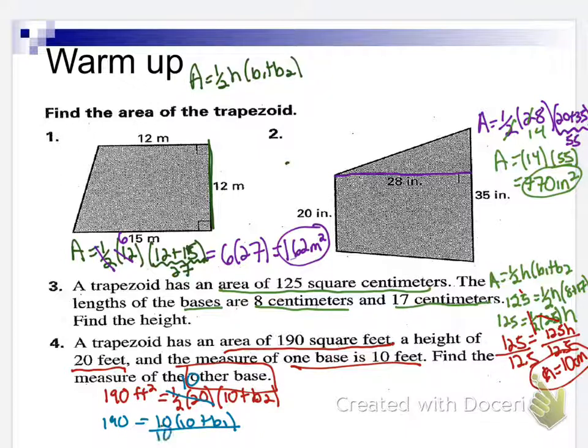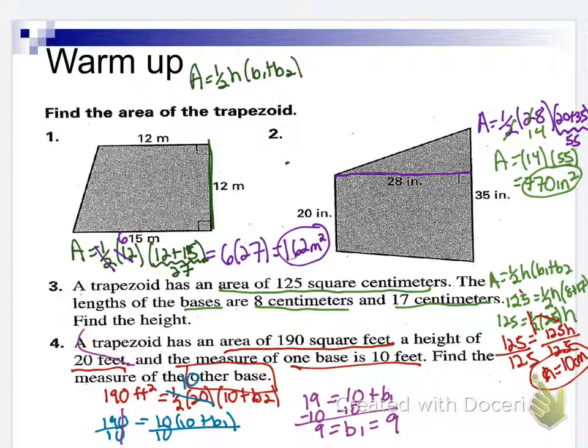So we're going to divide by 10 on both sides. We divide by 10. See, the zeros cancel because they're both divisible by 10, so we end up with 19 equals 10 plus B1. Get B1 by itself, subtract 10. So we see here 19 minus 10 is just 9. So our length of B1 is going to be 9.